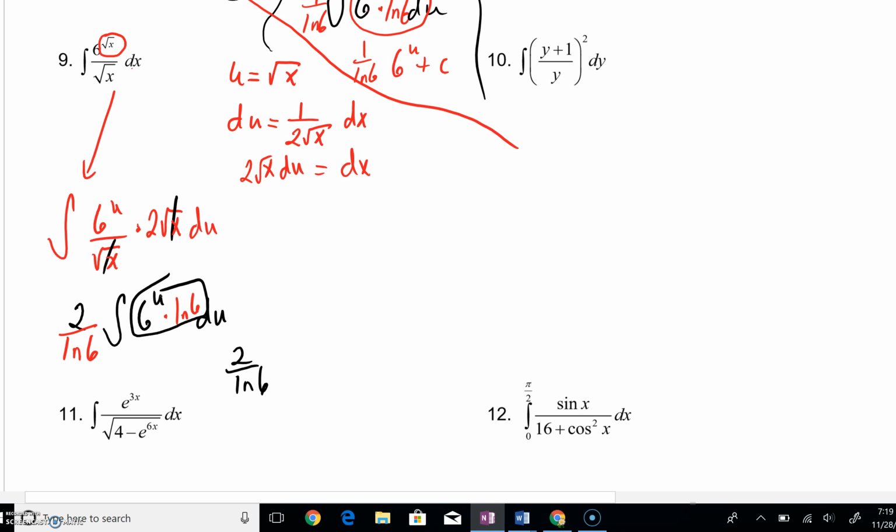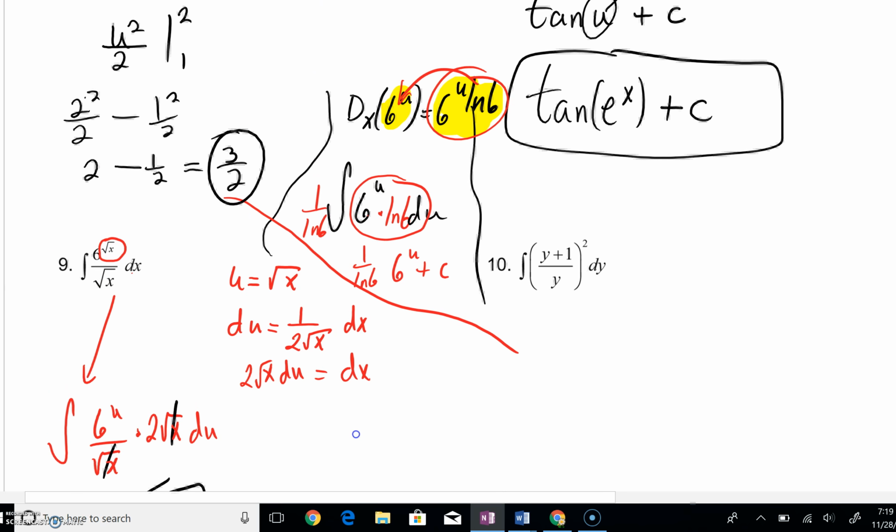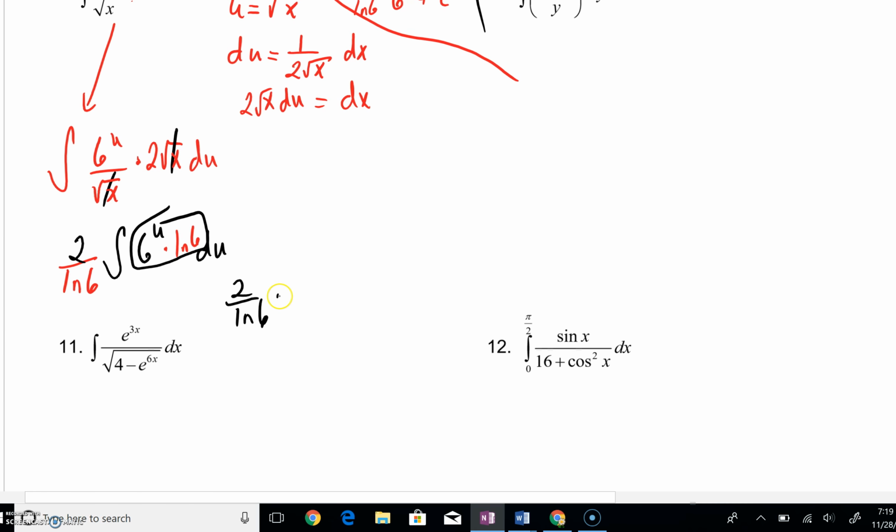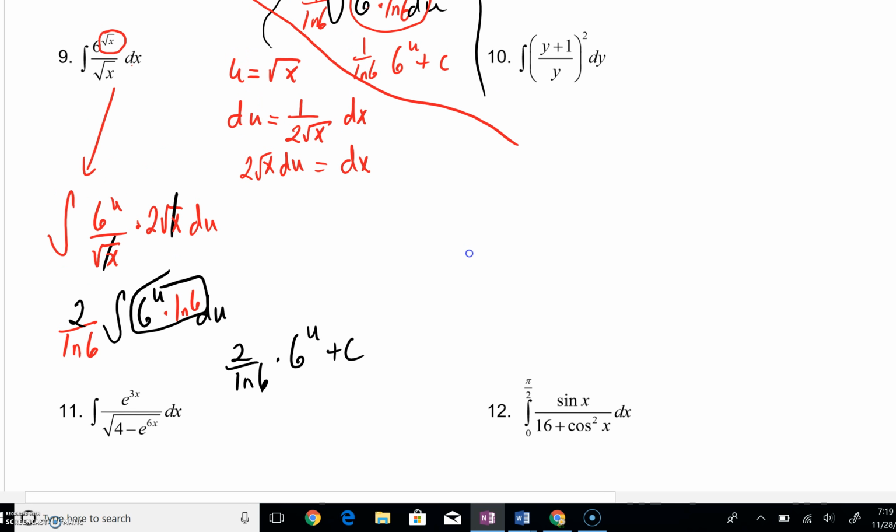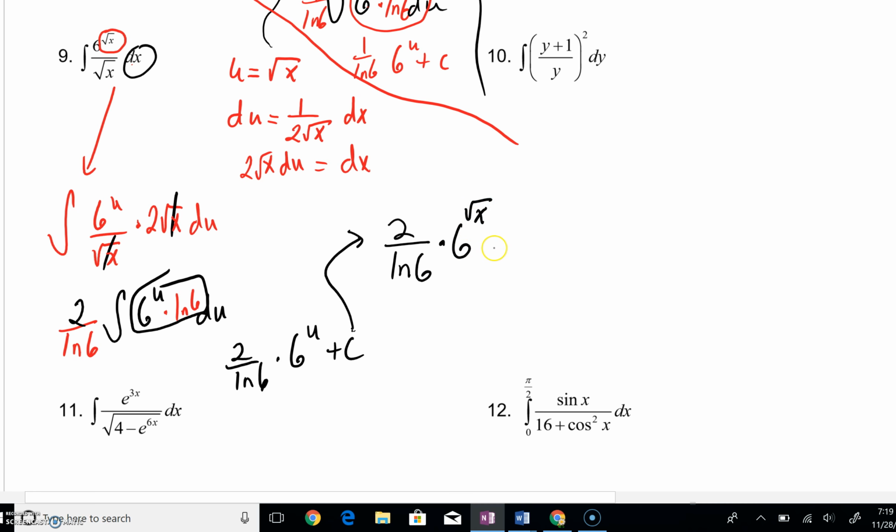What's the antiderivative of 6 to the u ln of 6? It's just like what we have here. It's just 6 to the u. And then, of course, we're going to have plus c. But once again, we can't leave our answer with a u here. Algebraically, we're working this out with respect to x. So a final answer that we'll have is 2 over ln of 6 times 6 to the radical x here plus c. And that's going to be our final answer.